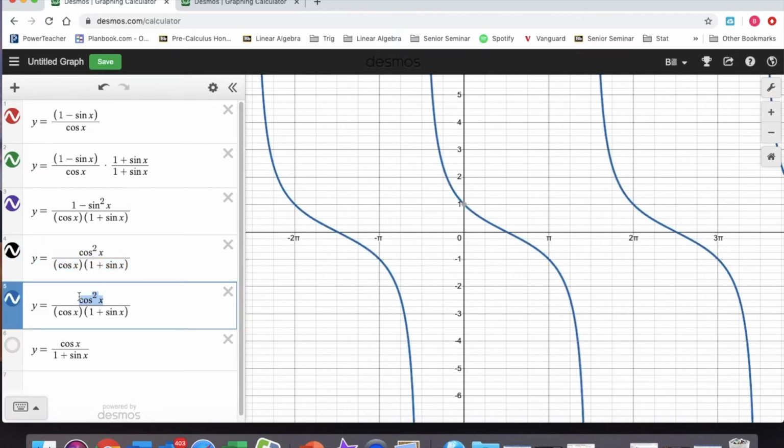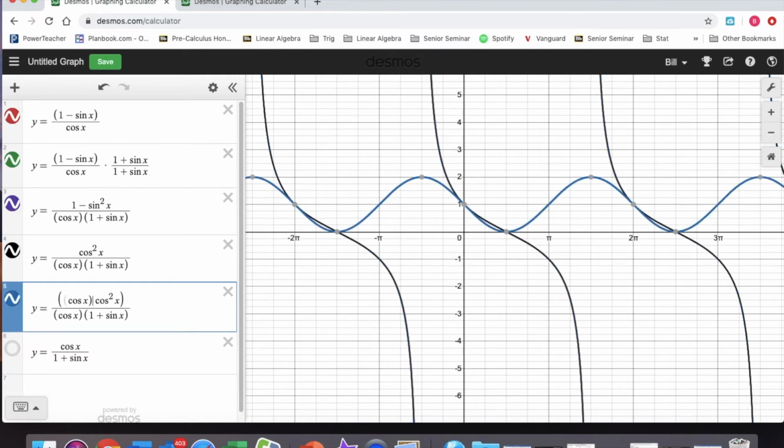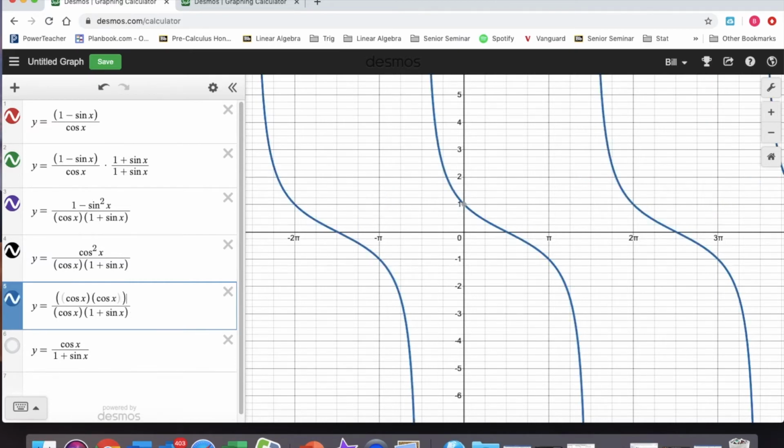The last algebraic step that we should show is that the numerator, cosine squared, is really nothing more than cosine of x multiplied by cosine of x. And of course, now you have a factor of cosine of x in the numerator that can cancel with a factor of cosine x in the denominator, leaving you the desired result. And that's how you establish an identity.